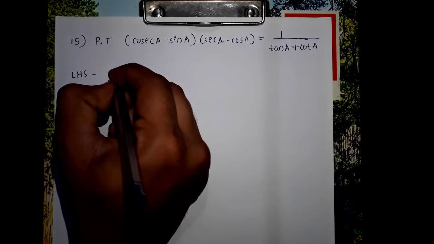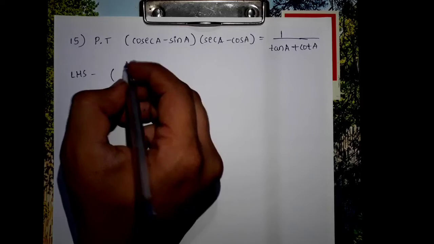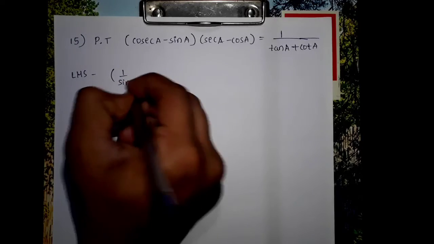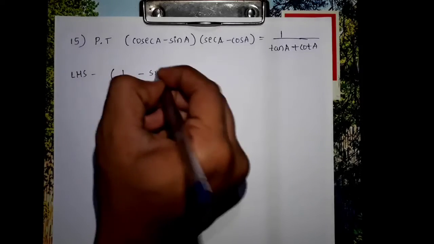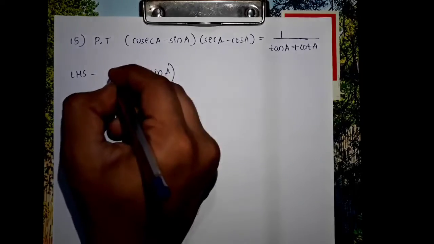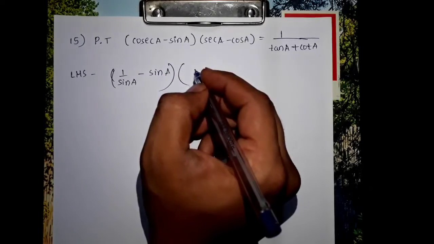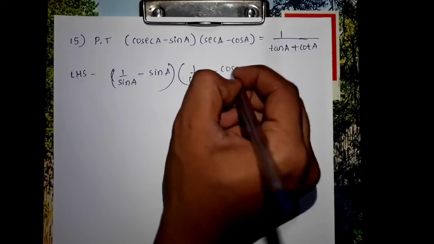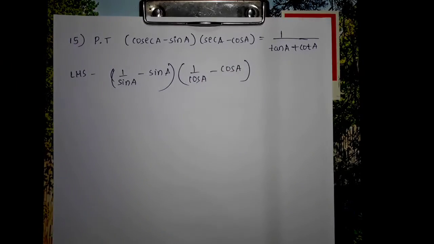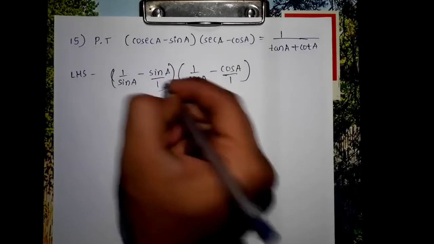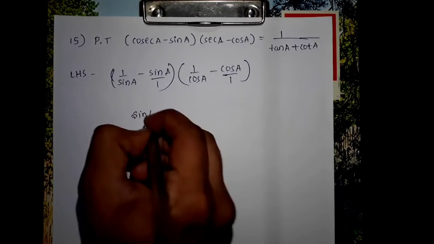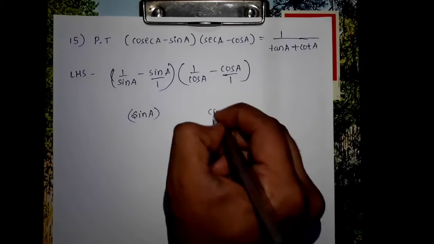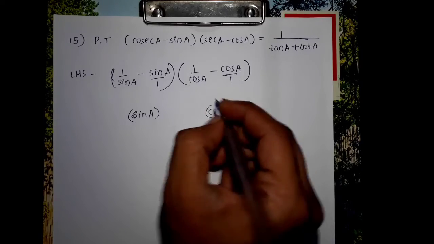Now what is reciprocal of cosec a? It is 1 by sin a minus sin a. Next, what is reciprocal of sec a? 1 by cos a minus cos a. Next, we have to take LCM. Here sin a will be LCM. Here cos a will be LCM.